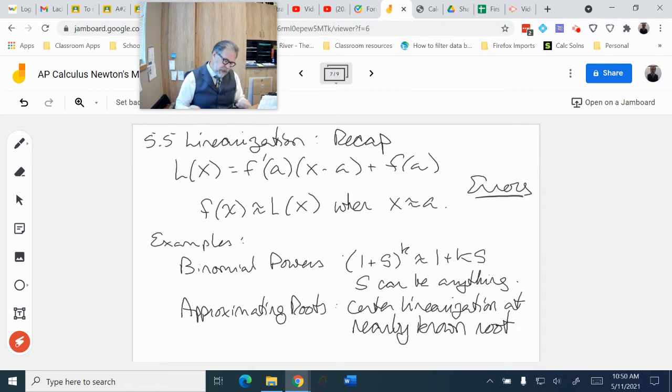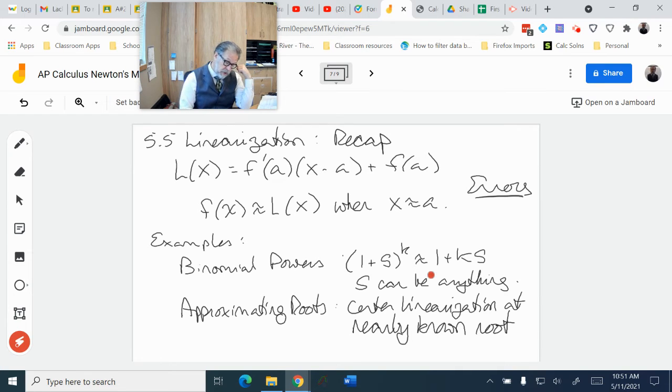So what did we use linearization for? We looked at a few examples. Binomial powers. We said that a power of a binomial, 1 plus something raised to some power, can be approximated as 1 plus the power times the something. And the something could be any function of x. It didn't just have to be 1 plus x.